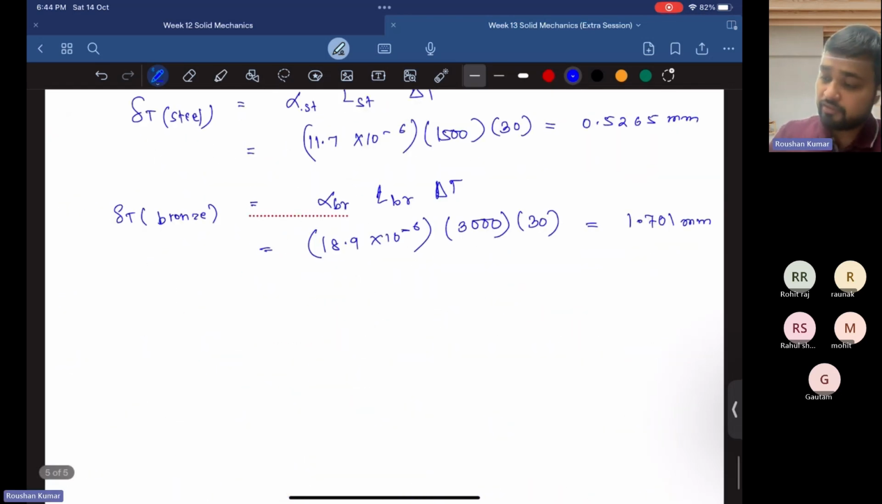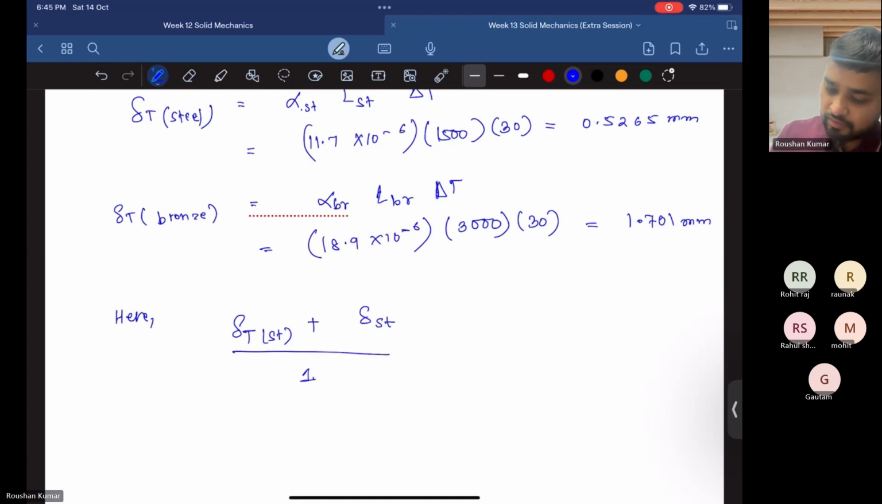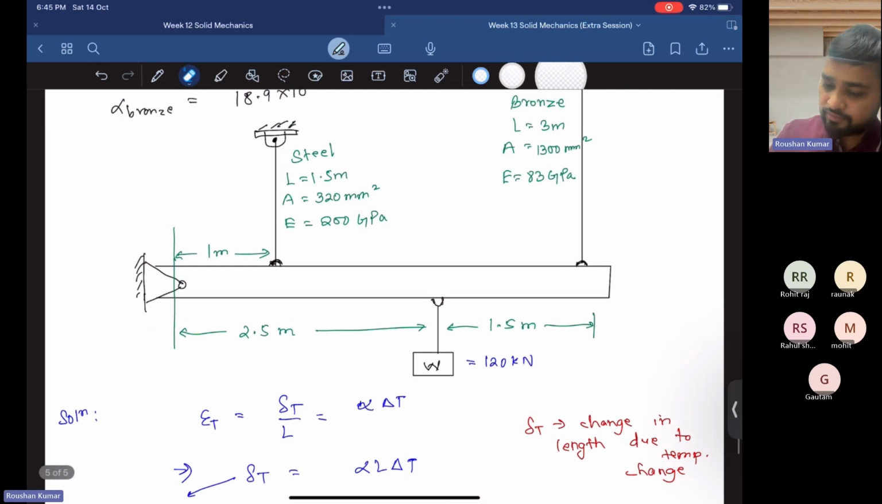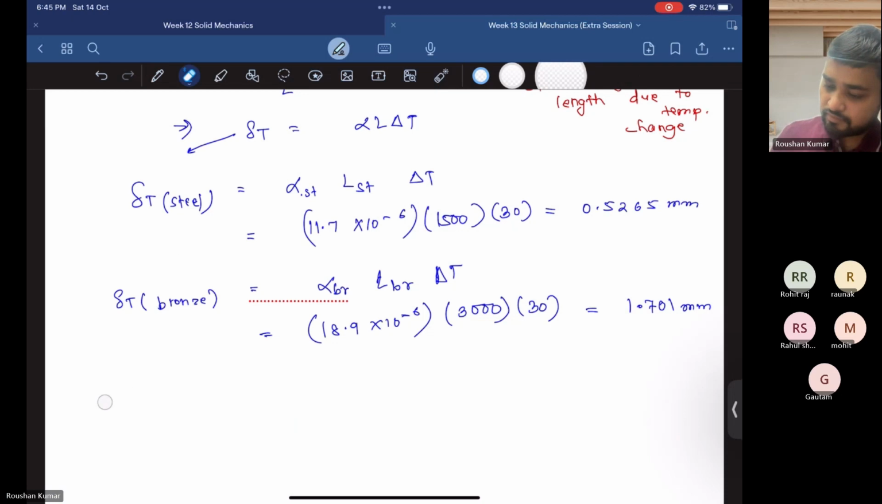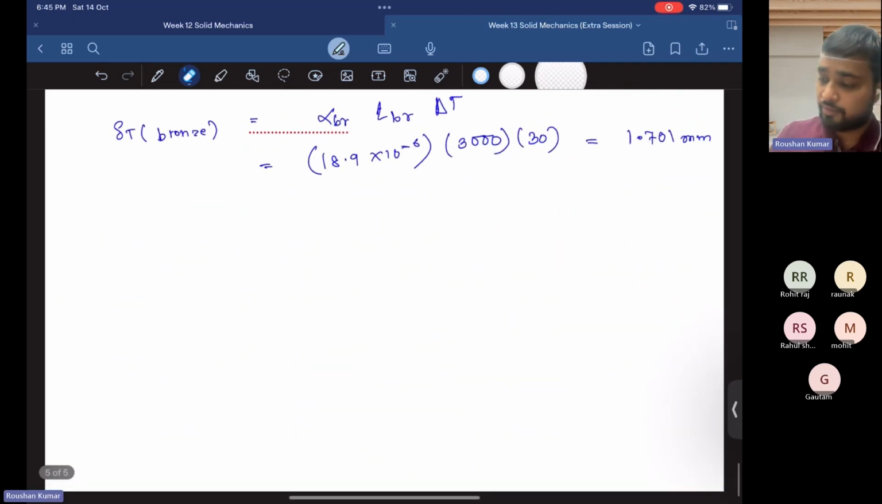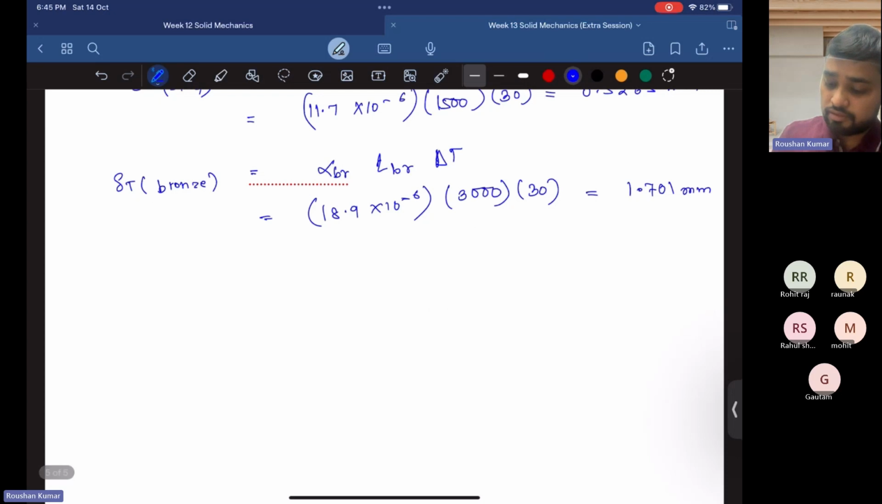So the thermal part plus the elastic part. I'm writing here delta T, that is the change in length due to temperature in the steel bar, plus the change in length in the steel bar due to load, upon this ratio. But first, before doing this, I will draw one figure so that you can better understand what I am talking about.